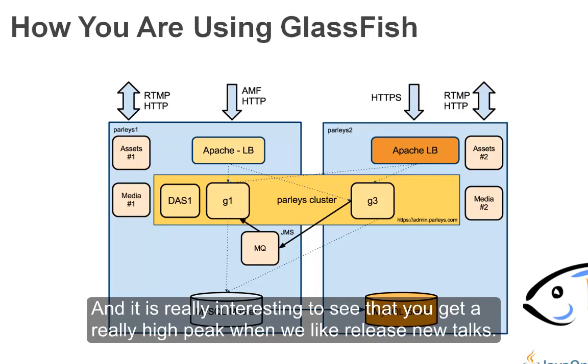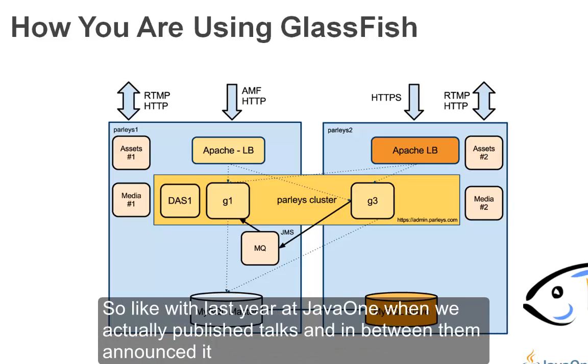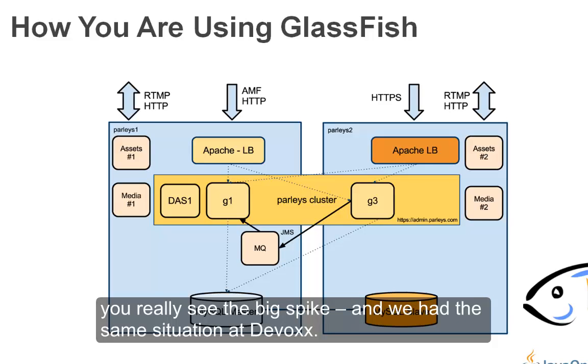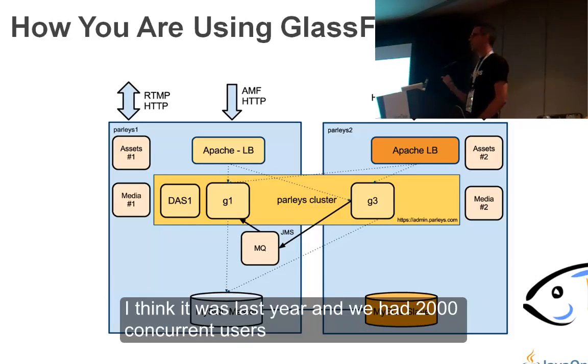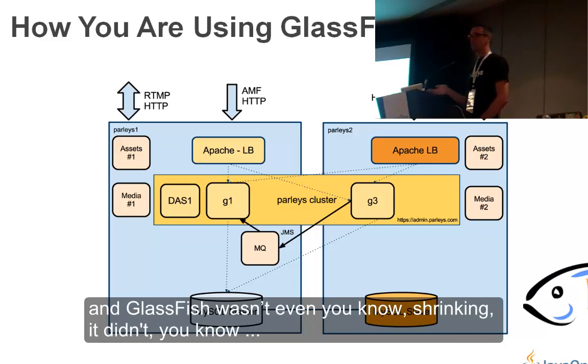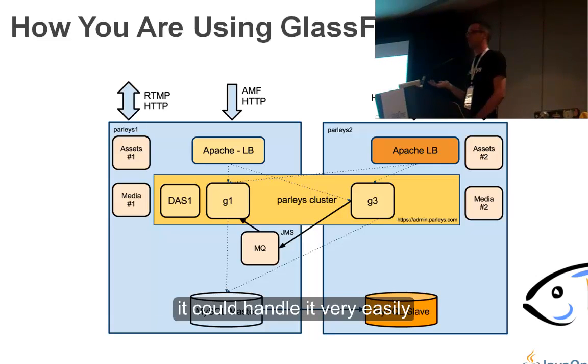What's really interesting to see, we get a really high peak when we release new talks. So like last year at JavaOne, when we actually published the talks and we tweet and announce it, we really see a big spike, and the same situation for DevOps. So at a certain time, I think it was DevOps last year, we had 2,000 concurrent users, and GlassFish wasn't even shrinking. I mean, it didn't notice. It could handle it very easily.